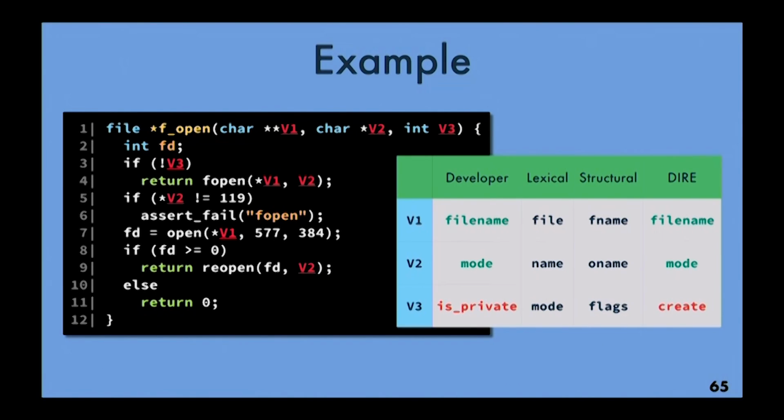So for example, you could see how we are guessing accurately 2 of the 3 names here. We're guessing file name, and we're guessing mode accurately, which were the original names given by the author of this piece of code. And we're failing on the 3rd variable there. So there's still a lot of room for improvement.